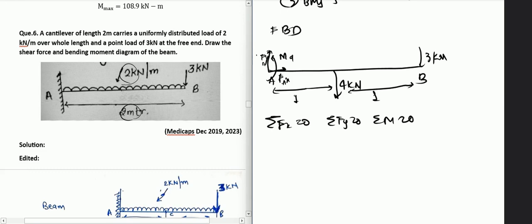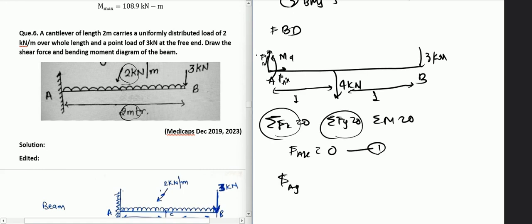So let us apply the first condition, summation of Fx is 0. We only have FAX as the force, and there is no horizontal force throughout the beam except FAX. So FAX will go to 0. This is the first equation. And summation of Fy is 0 is our second condition. So FAY is the first force, the second is minus 4 kilonewton, and the third is minus 3. The minus 4 is due to the UDL, and minus 3 is due to the point force at B. So it equals 0. So FAY comes out to be 7 kilonewton. Let us call this equation number 2.